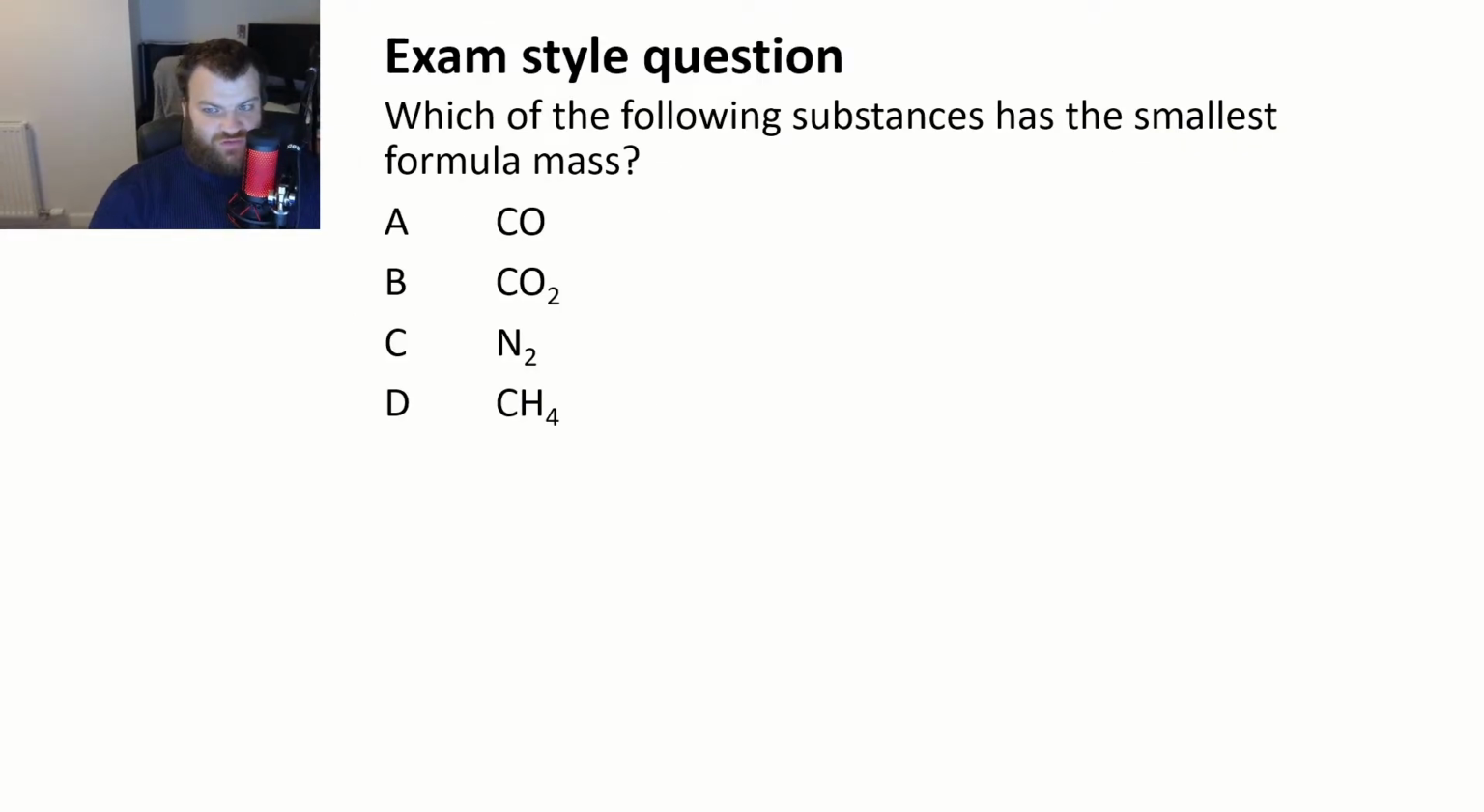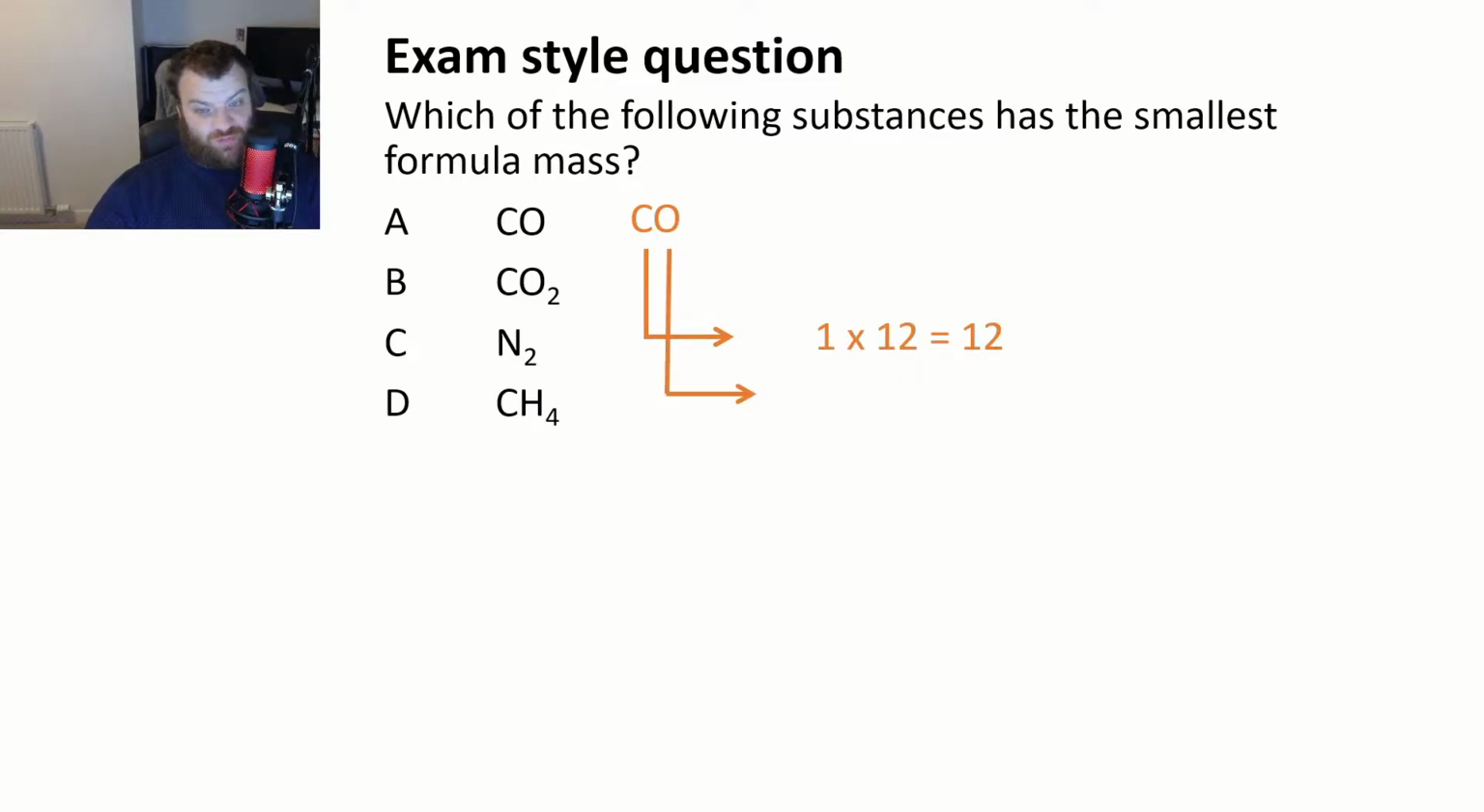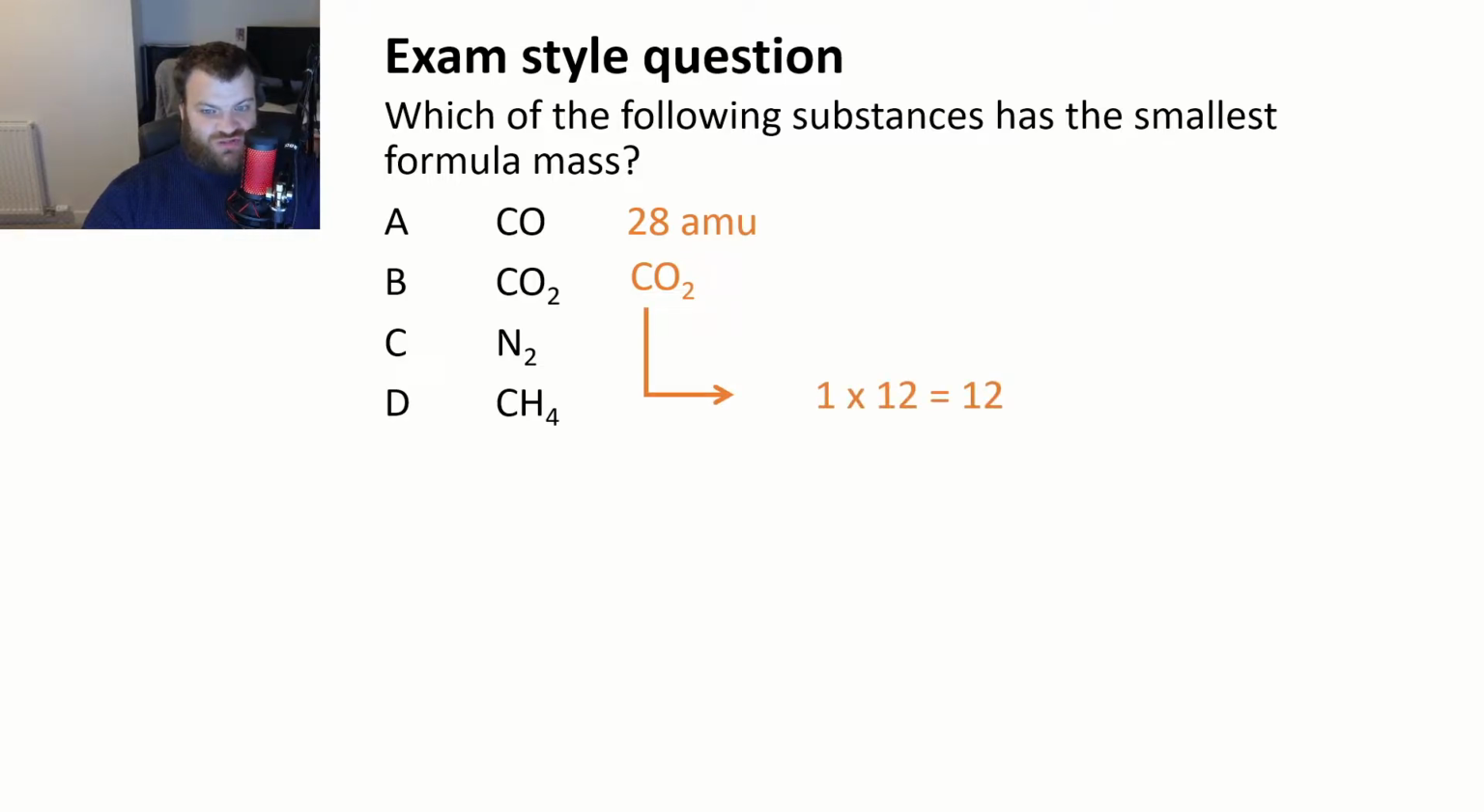We're asked which of the following substances has the smallest formula mass. All we need to do is walk through each of them in turn. For carbon monoxide, we have 1 carbon and 1 oxygen. Carbon has a relative atomic mass of 12. Oxygen has a relative atomic mass of 16. 12 and 16 gives us a total formula mass of 28. If we then look at carbon dioxide, we have 1 carbon and 2 oxygens. That's 1 times 12 for the carbon, and 2 times 16 for the oxygen, giving us a total of 44 atomic mass units.